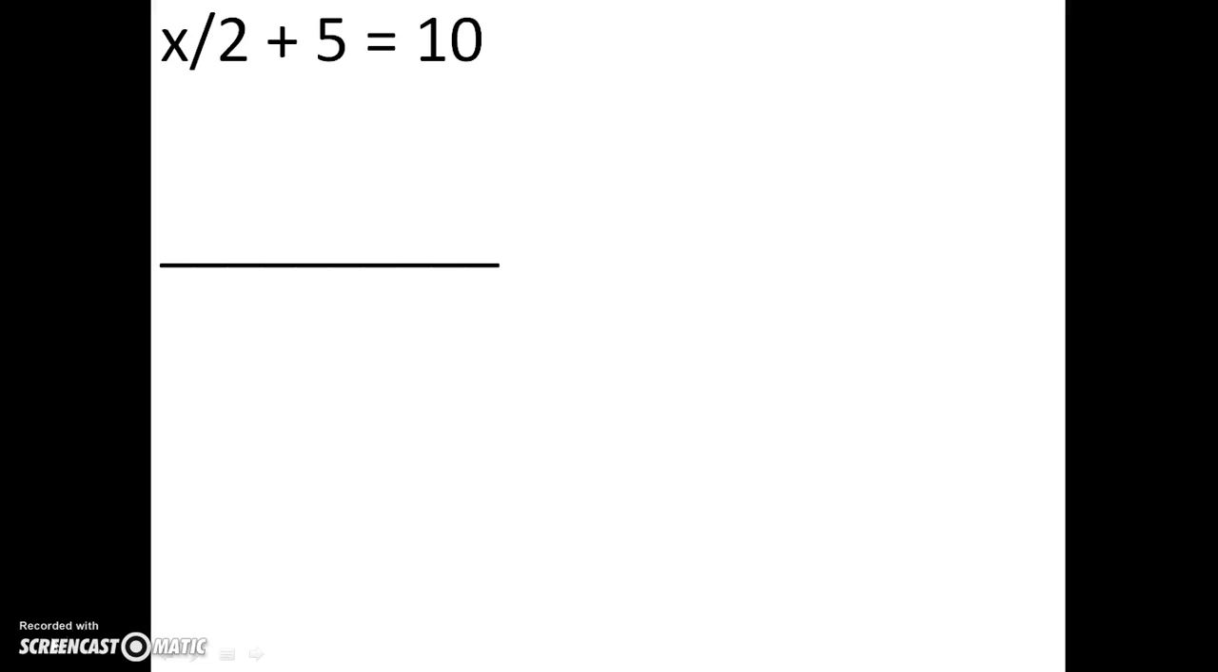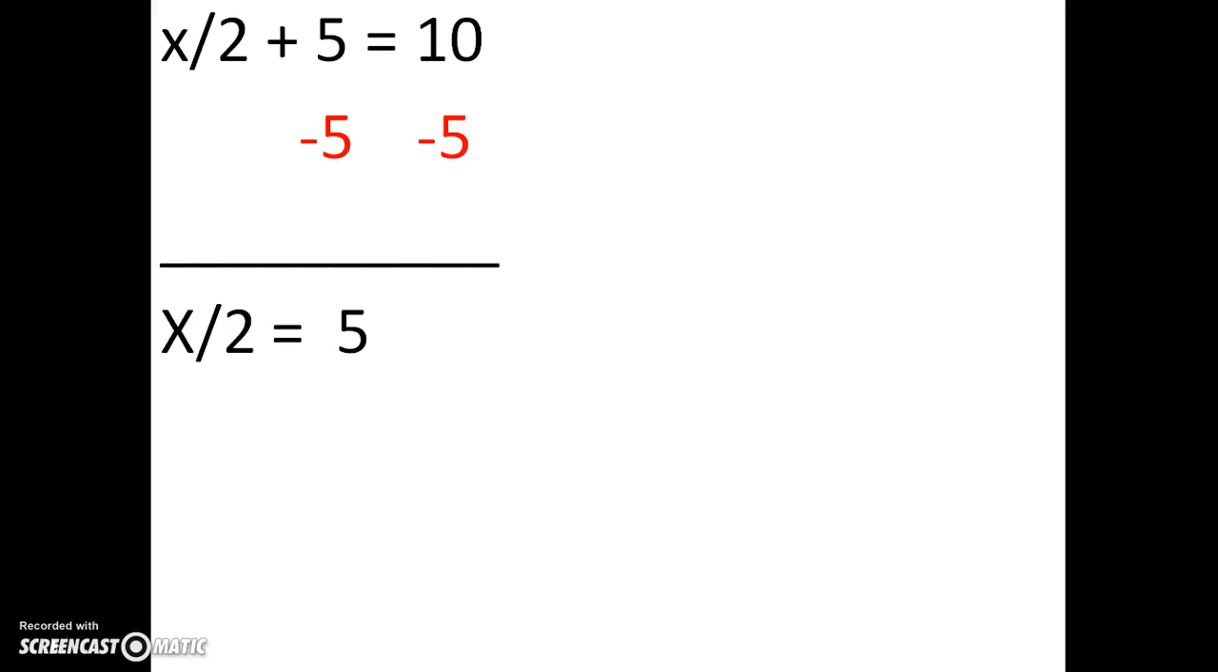Finally, we have one that's pretty tricky, but please stay with me. This equation is saying x divided by 2 plus 5 is equal to 10. My first step is always to take care of the number that's by itself. So I'm going to subtract 5 on each side, which will leave me with a leftover equation of x divided by 2 equal 5.